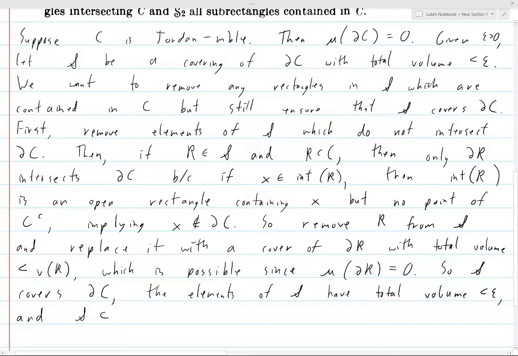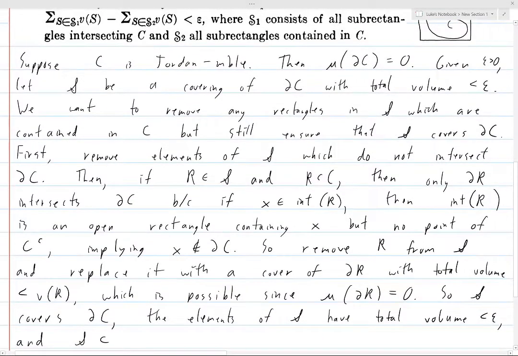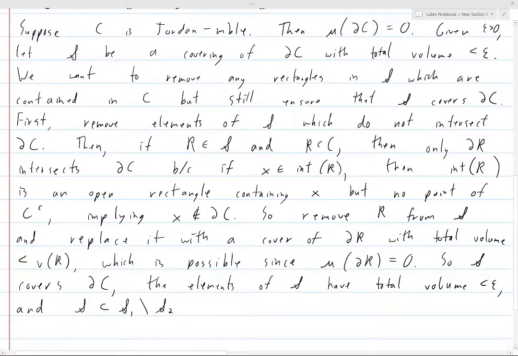And so let's see here. What's a set of rectangles which intersect C? Well, that's S1. And what was the collection of rectangles which are contained in C? S2. So we've ensured that S is a cover of the boundary of C, and the elements have total volume less than epsilon, and S is contained in S1 minus S2.